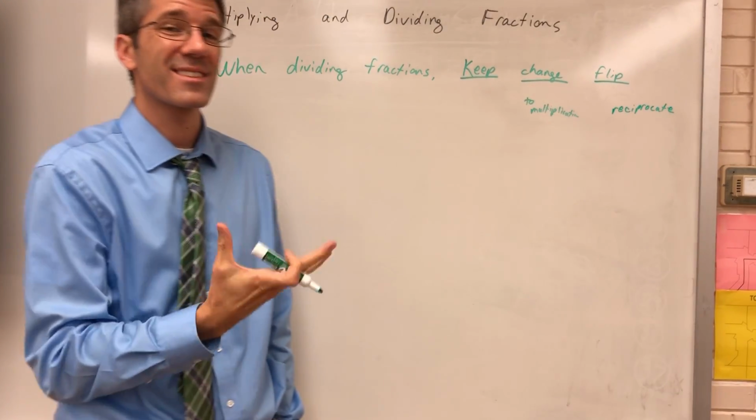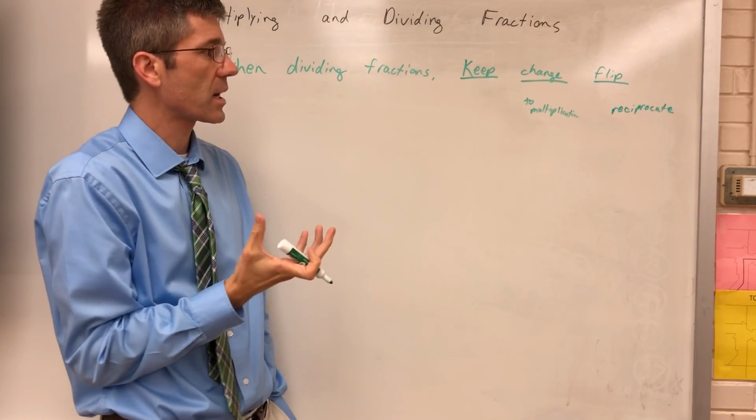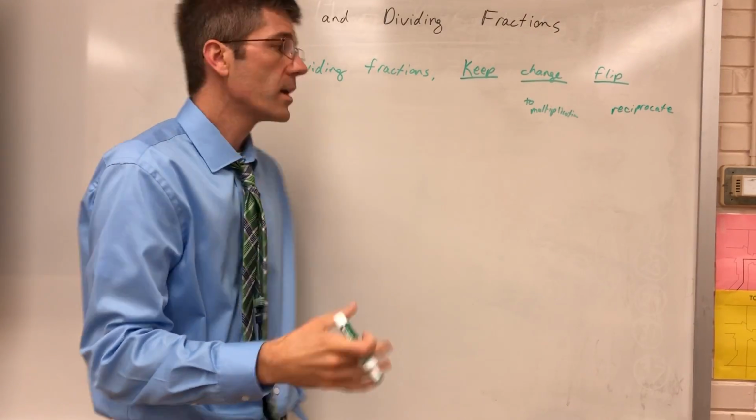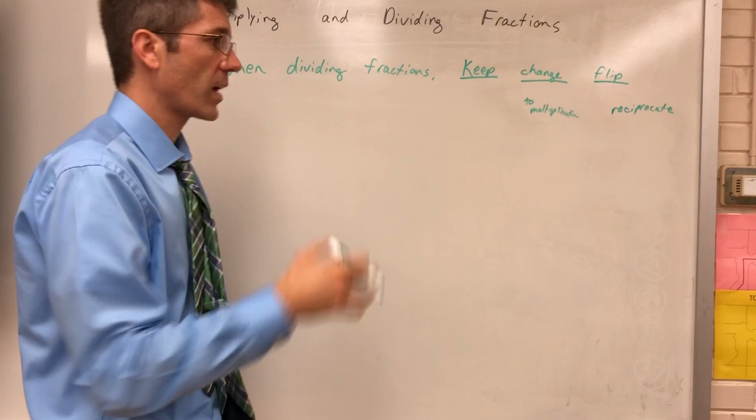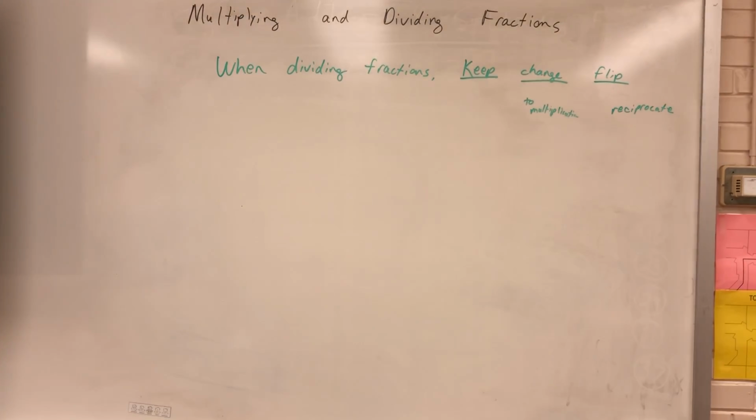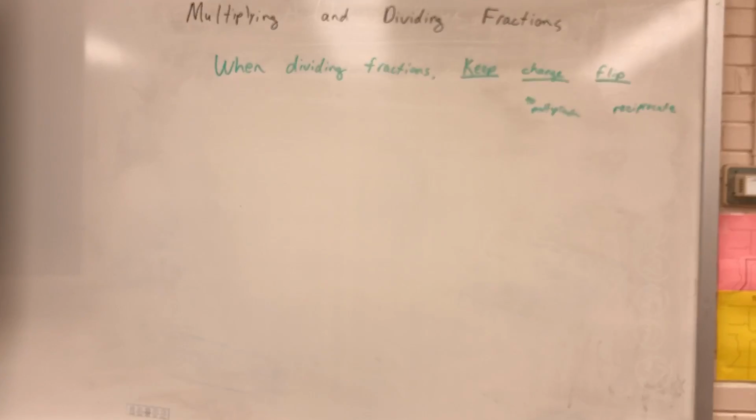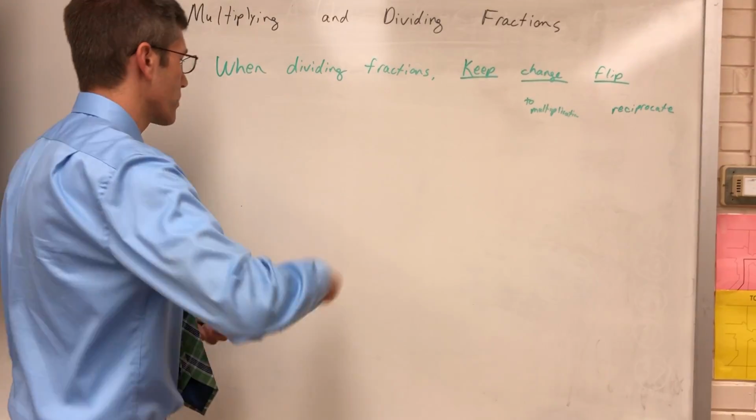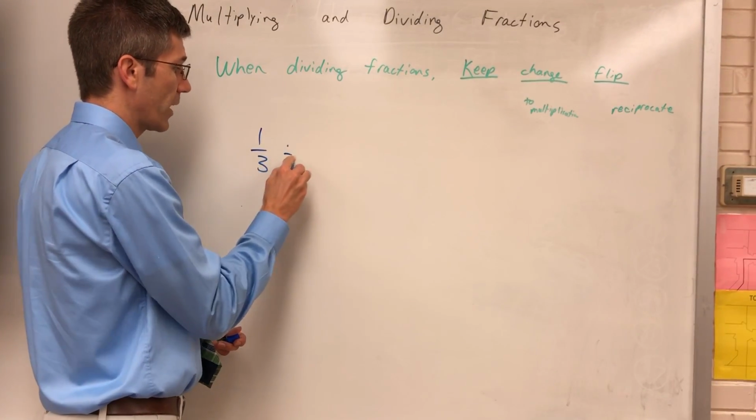Then we're going to change the sign, change the operation to multiplication, and then we're going to reciprocate. You can remember just keep, change, flip. That's fine. But these are the more technical things that we're doing. So here we go. Let's do 1 or 2 or 3 or 4 division problems, and we'll start with a pretty basic one. So we're going to have 1/3 divided by 1/2.